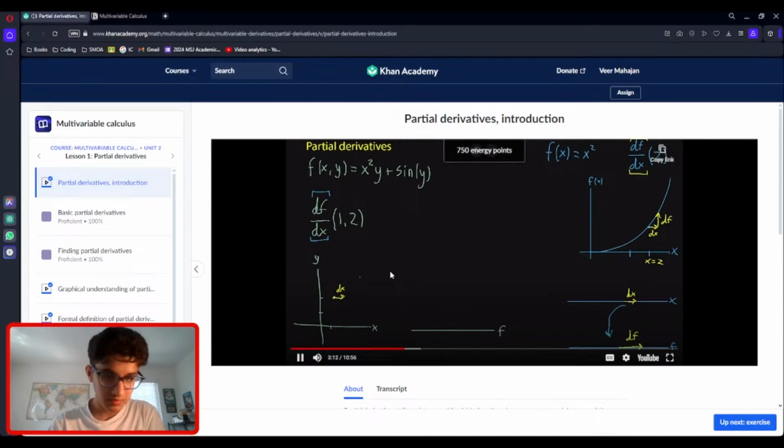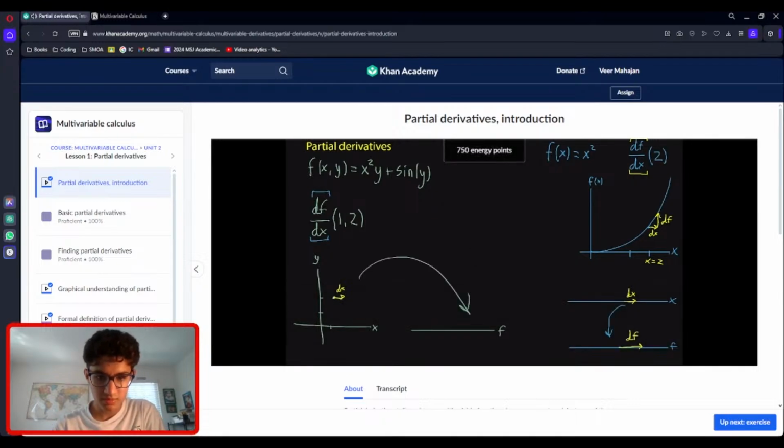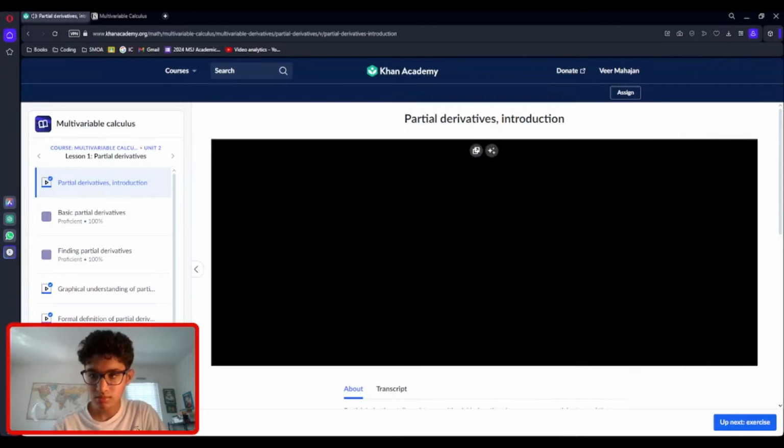And somehow we're thinking about the function as mapping points on the plane to the number line. So you say, okay, that's your dx. How much does it change the output? And maybe this time it changes it negatively. It depends on your function. And that would be your df. And you can also do this with the y variable, right? There's no reason that you can't say df dy and evaluate at that same point, 1, 2, and interpret it totally the same way.